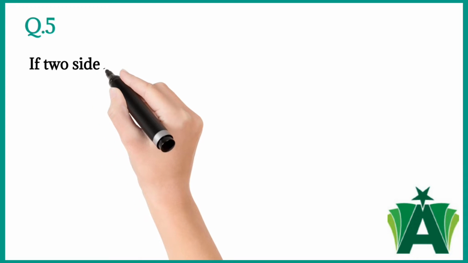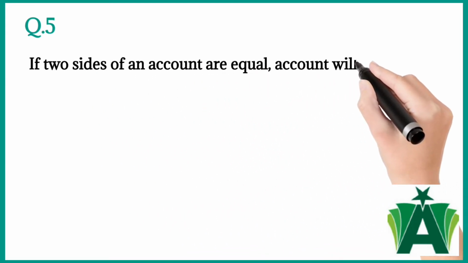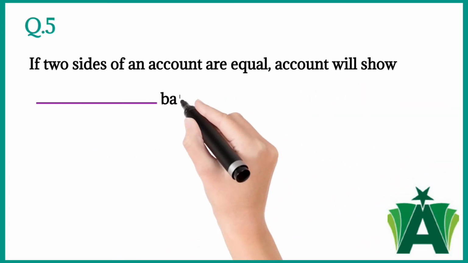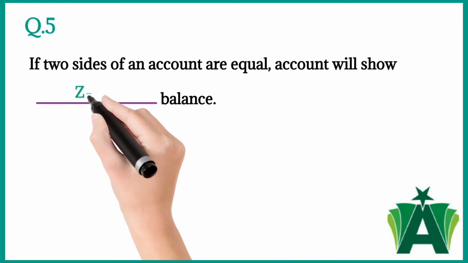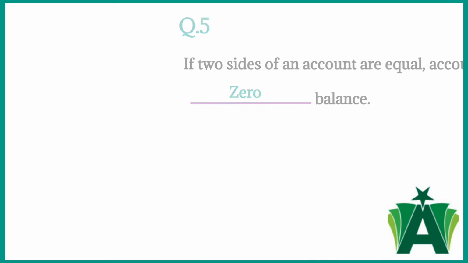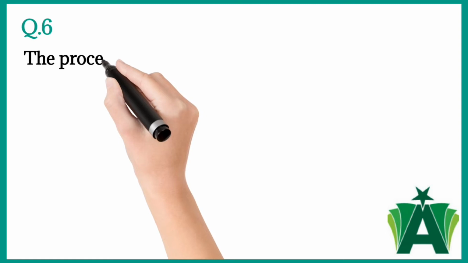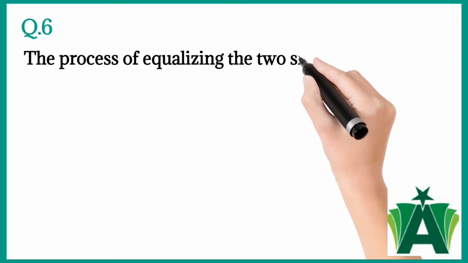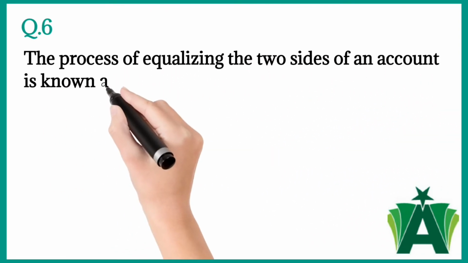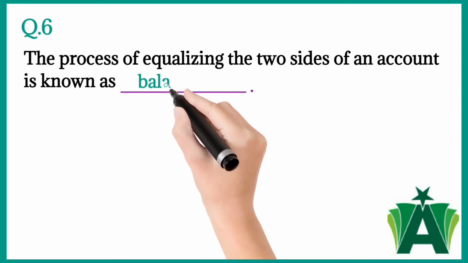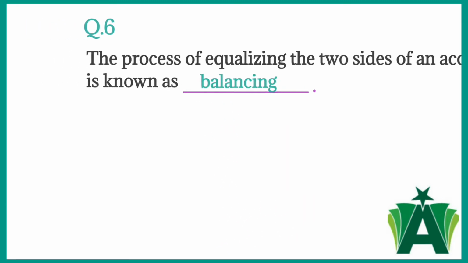Question number 5. If two sides of an account are equal, account will show dash balance. The correct answer is 0. Question number 6. The process of equalizing the two sides of an account is known as dash. The correct answer is balancing.